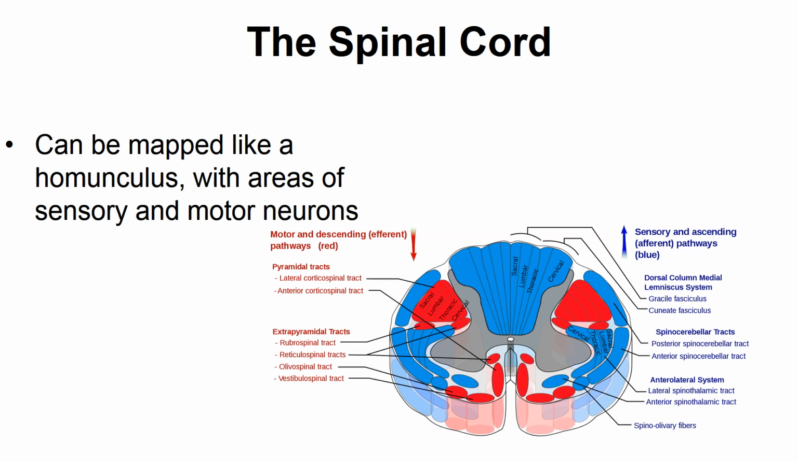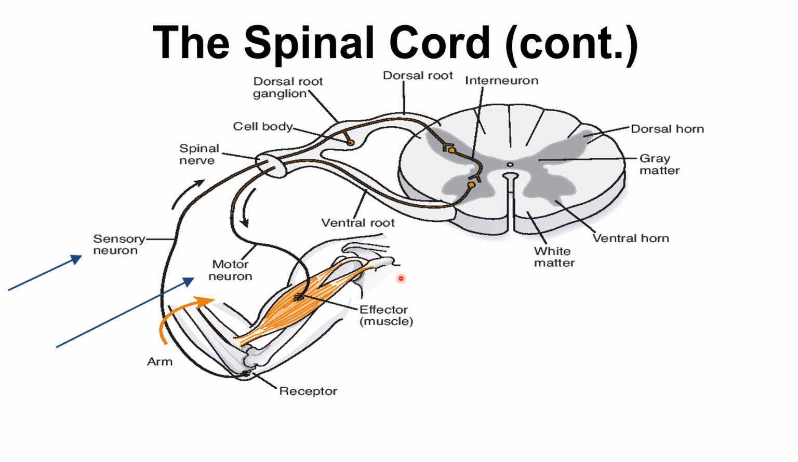Now, we learned earlier about the term homunculus, the areas of the brain that can be mapped with respect to their functionality. The same can be done for the spinal cord with areas of sensory and motor neurons as depicted in this diagram. In this diagram, we've got a slice of the spinal cord, and we can take a little bit of a closer look at some of the characteristics and functionality of the spinal cord. As I mentioned to you, sensory information from the peripheral nervous system enters into the spinal cord. It's done so here at the dorsal horn. Motor commands exit out of the ventral horn.